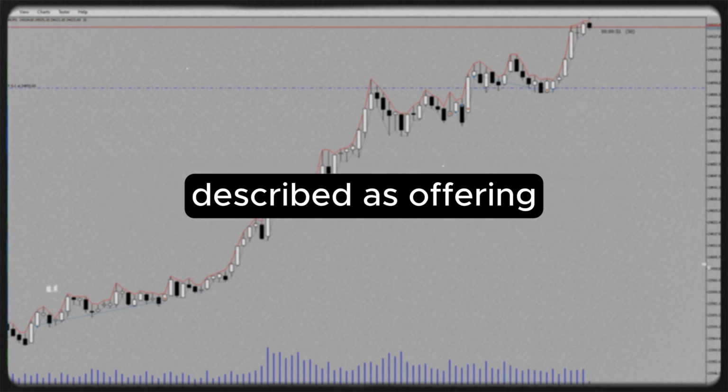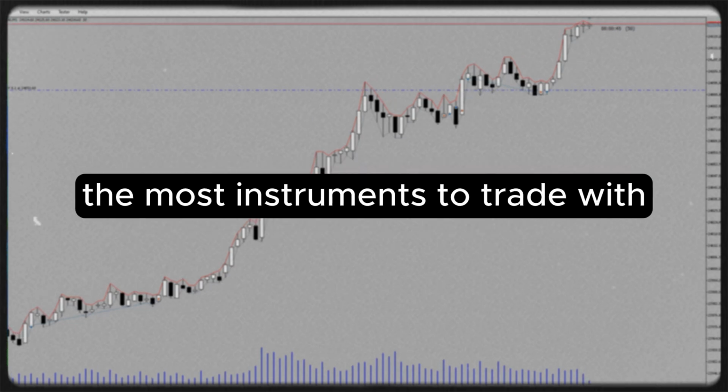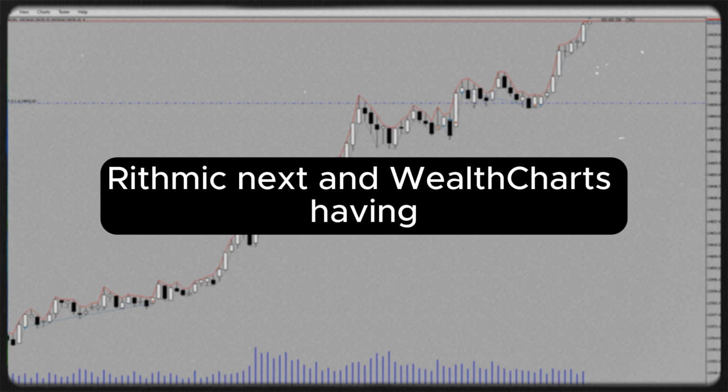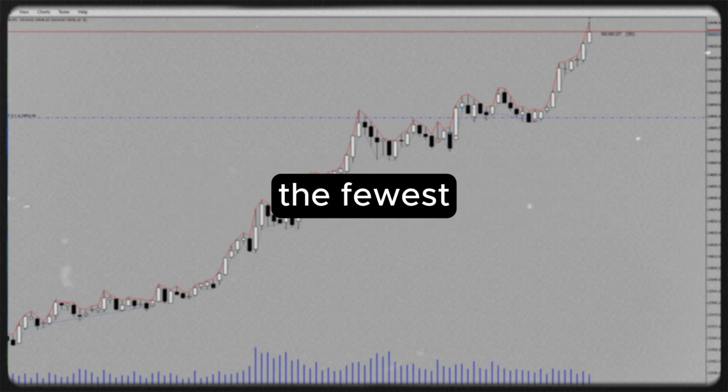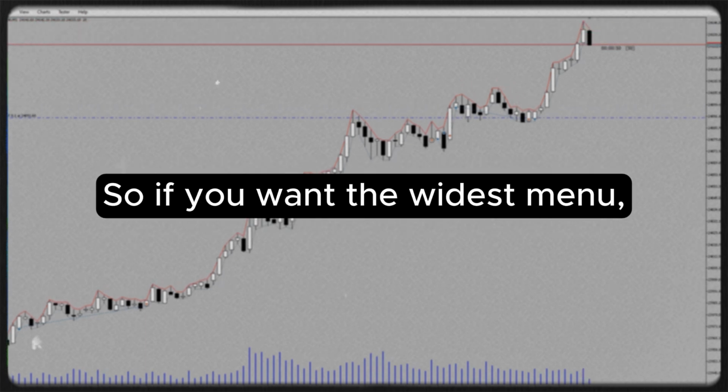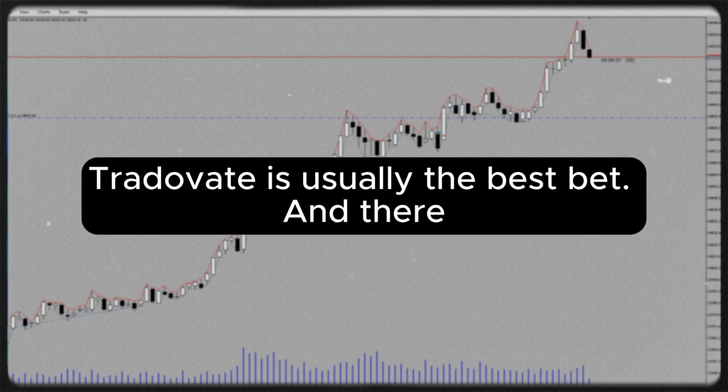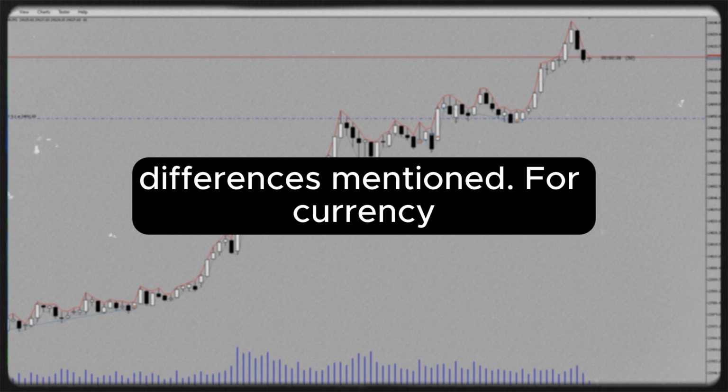Tradovate is described as offering the most instruments to trade, with Rhythmic next and WealthCharts having the fewest. So if you want the widest menu, Tradovate is usually the best bet. And there are some specific differences mentioned.